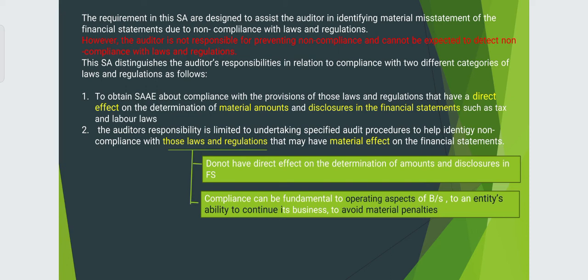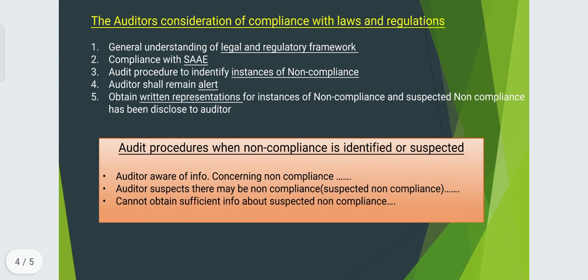Now coming to the next slide, the first heading is the auditor's consideration of compliance with laws and regulations. The auditor should comply with these five things. First, the auditor should obtain a general understanding of the legal and regulatory framework applicable to the entity and the industry or sector in which the entity operates, and how the entity is complying with that framework. This is the first point.